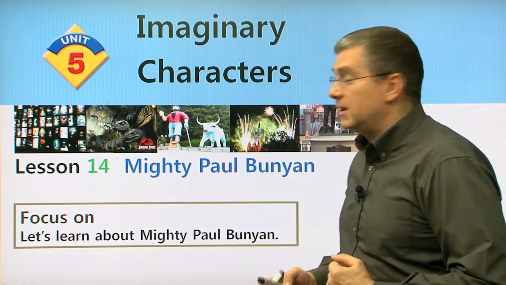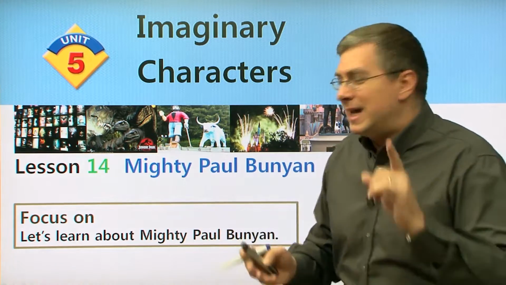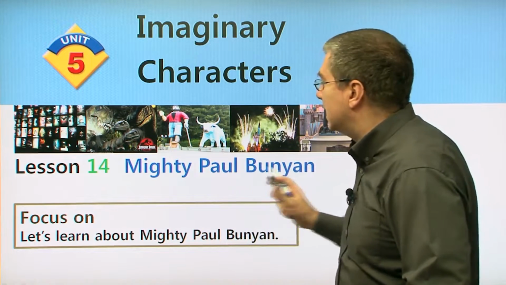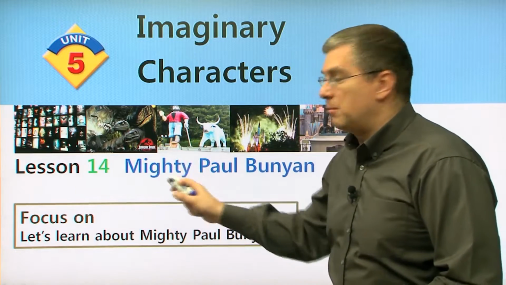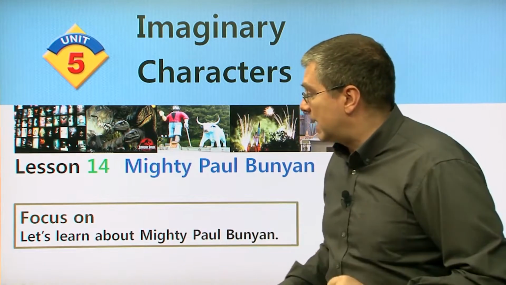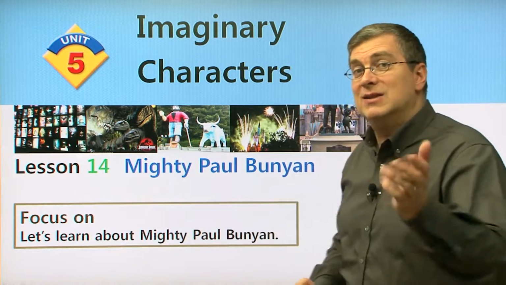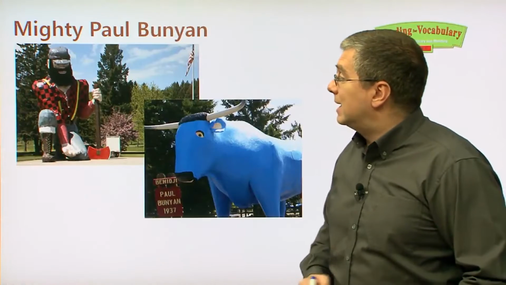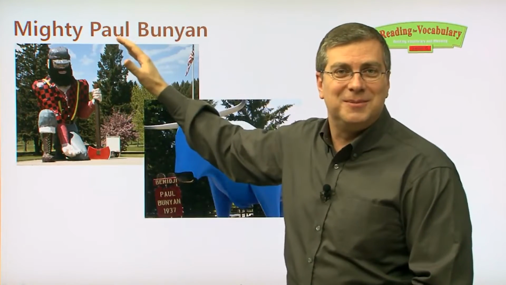Well, in this lesson, we're going to learn about an imaginary character. His name is Paul Bunyan, and it's called Mighty Paul Bunyan, because mighty means strong. We'll look at that in the vocabulary. In this lesson, we're going to learn about Mighty Paul Bunyan. He's an imaginary character. We can see him here. Whoa, he's really tall, isn't he?